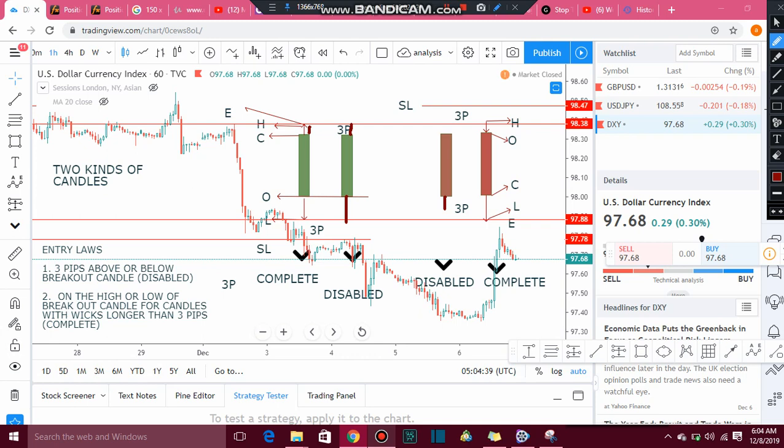Of course, your stop loss for an abled or complete candle is usually 3 pips away from the low, or in this scenario, away from the high. While for your disabled candle, which has a small wick or no wick at all, it has to be 3 pips away.